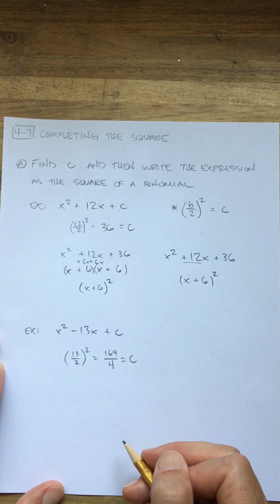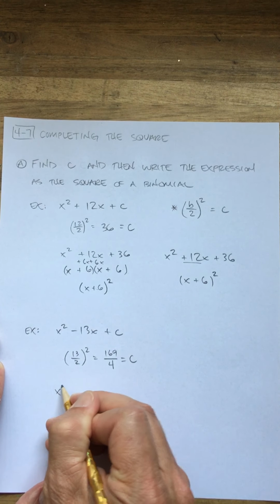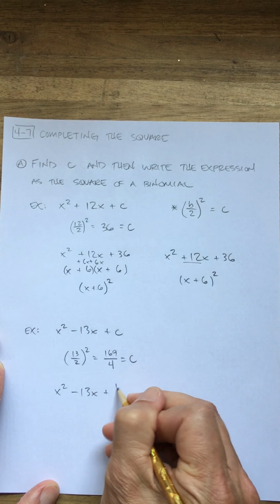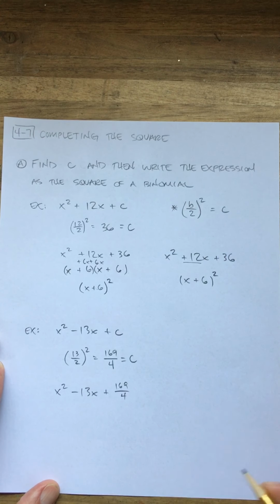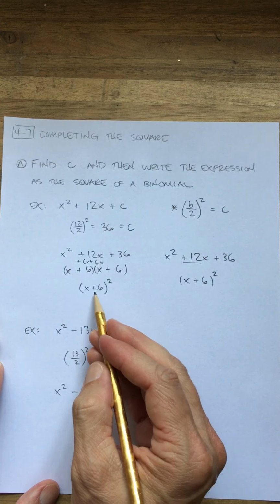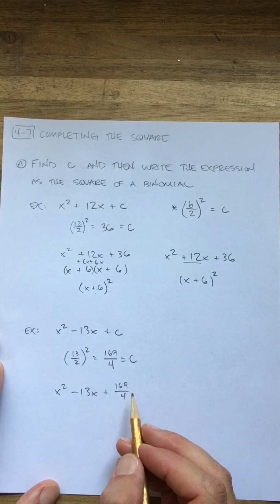And if I wanted to write that as a trinomial, that's x squared minus 13x plus 169 over 4. Okay, that's cool. That's my trinomial. And now let's factor this. Ready? We're going to factor. It's going to look just like this. It's a binomial squared, right? I know this looks insane, but it's not.